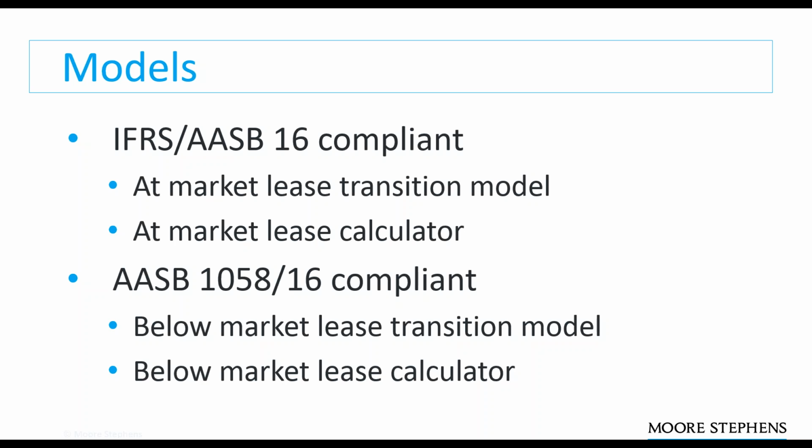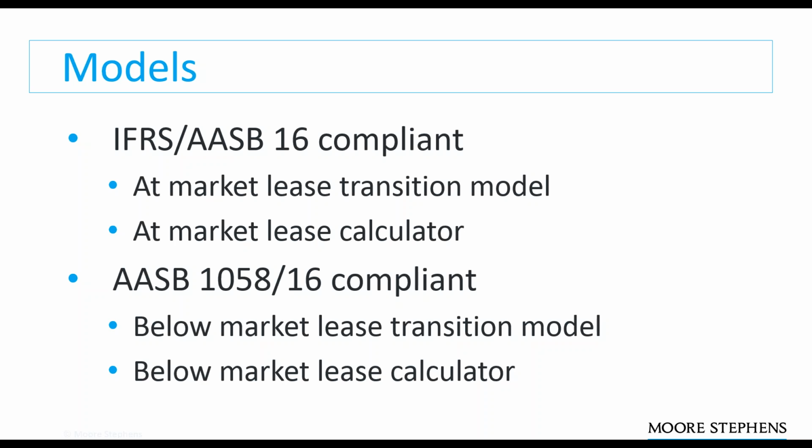Additional requirements are Australian specific for not-for-profit entities. So AASB 1058 income for not-for-profits was introduced to apply from the same time as IFRS 16. And it deals with leases that are known as below market leases. An example of a below market lease would be a peppercorn lease, where the lease payments are well below what a commercial rent arrangement would be.